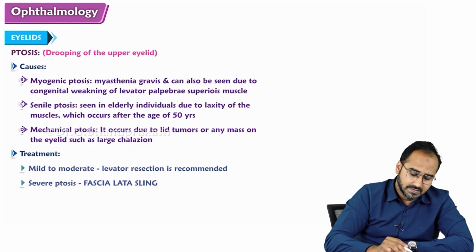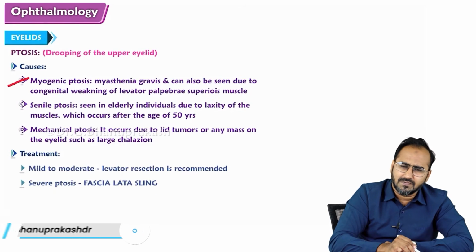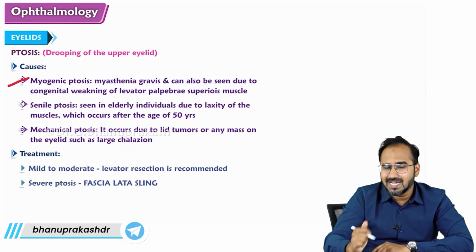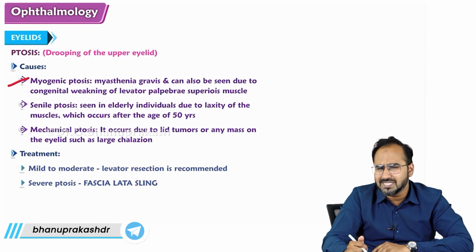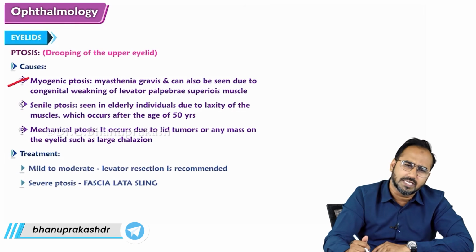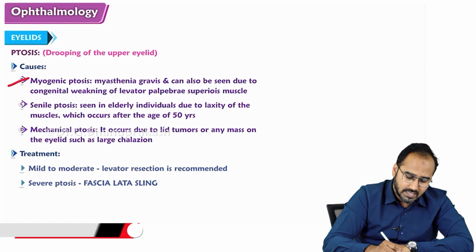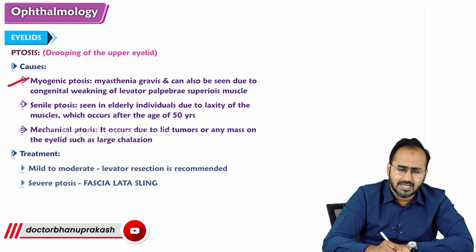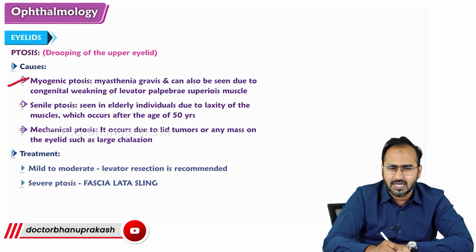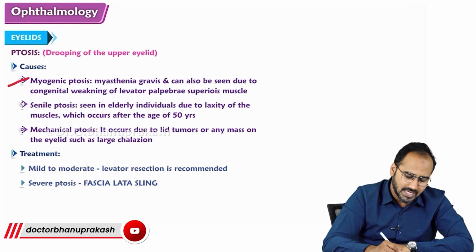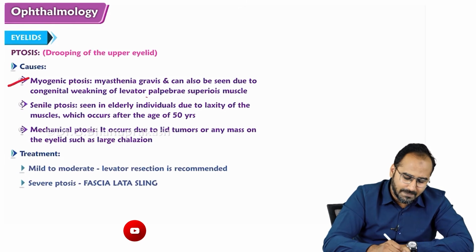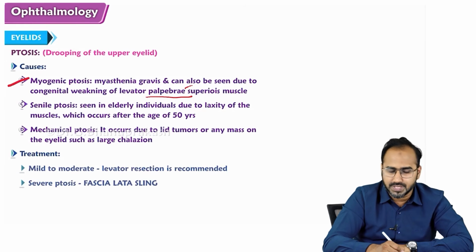Now, the myogenic cause of ptosis. The muscle that supplies the eyelid is called the LPS muscle. If that gets weak, it leads to myogenic ptosis. Myasthenia gravis can cause this weakness. Remember, the most common disease associated with myogenic ptosis is myasthenia gravis. In myasthenia gravis, there may be weakening of the LPS muscle that can lead to ptosis.